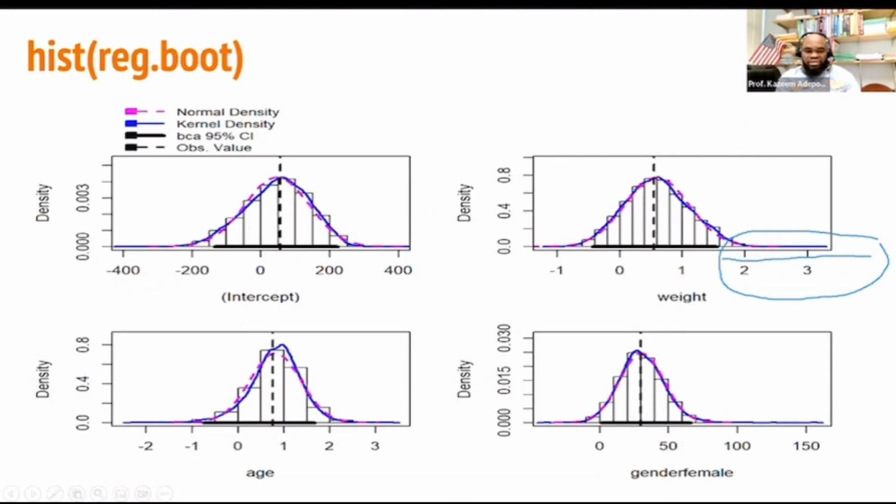And of course, this is the histogram, for those of you that care about what the histogram is going to be at the end of the day, to see whether one can achieve normality with the bootstrap. Of course, we're going to have different forms of that. You're going to have the normal density, the kernel density, the BCA, and the observed value. So take a look at that.